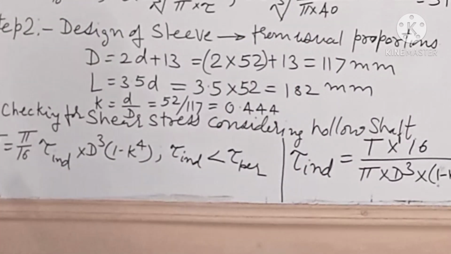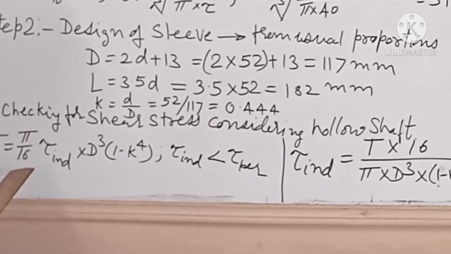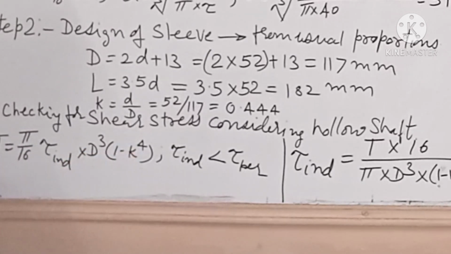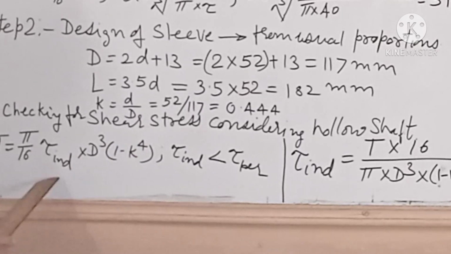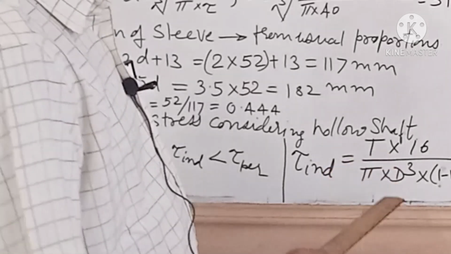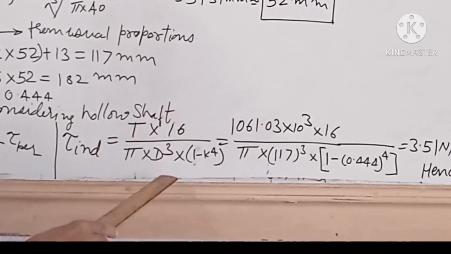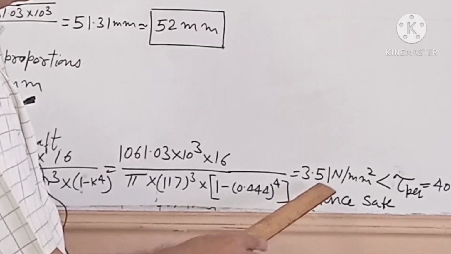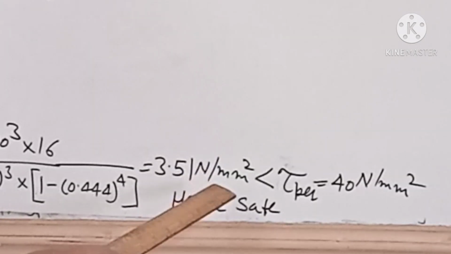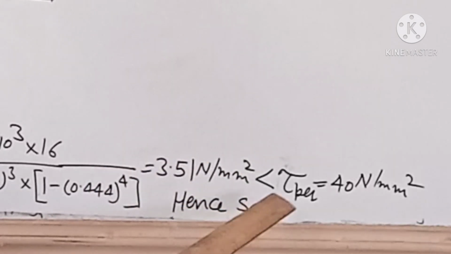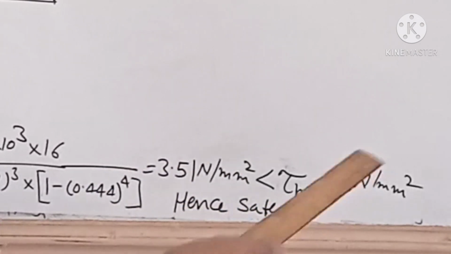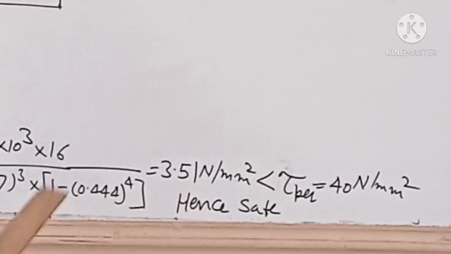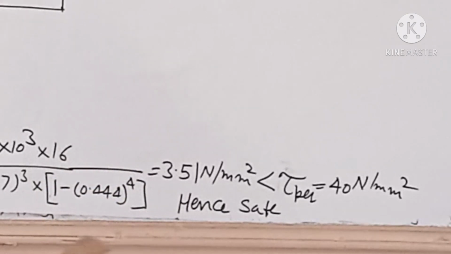Now applying this formula, torque T is equal to pi by 16 tau induced into D cube in the bracket 1 minus k raised to 4. From this formula we will calculate the tau induced. Now putting the value of torque, outer diameter of the sleeve and k, we will calculate the tau induced. That comes out to be 3.51 Newton per mm square, which is lesser than the tau permissible, that is equal to 40 Newton per mm square, that is given. Hence the dimensions of the sleeve are safe.